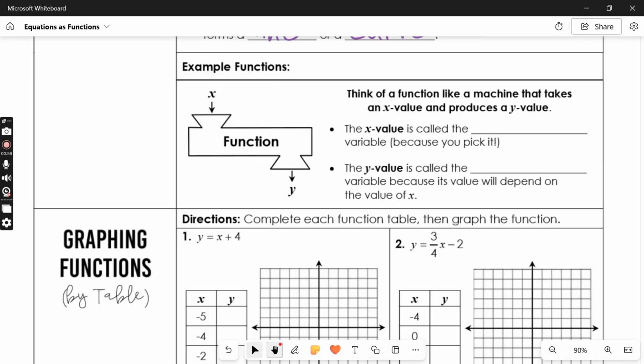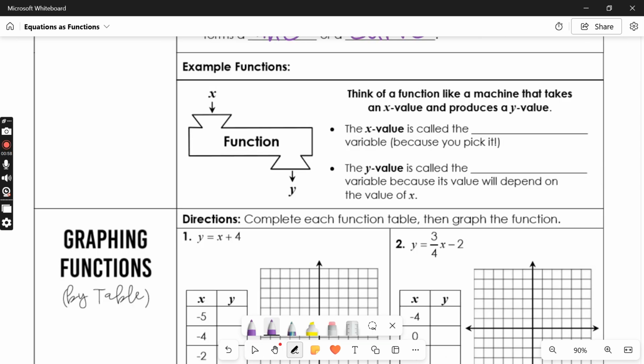Think of a function like a machine. It takes an x value and produces a y value. So we put it in here, something happens to it, and then another value comes out. The x value is called the independent variable, and the y value is called the dependent variable.